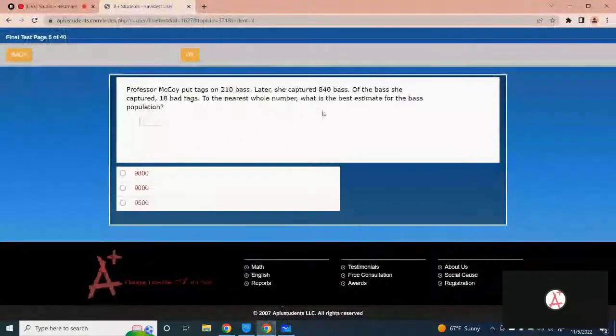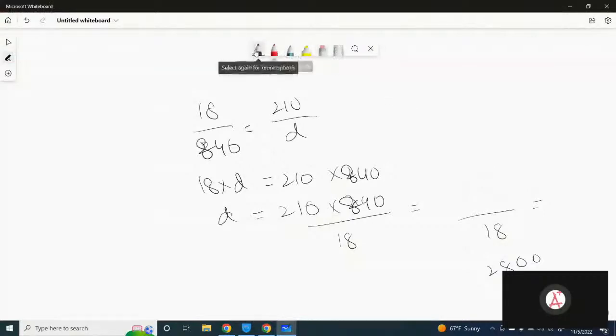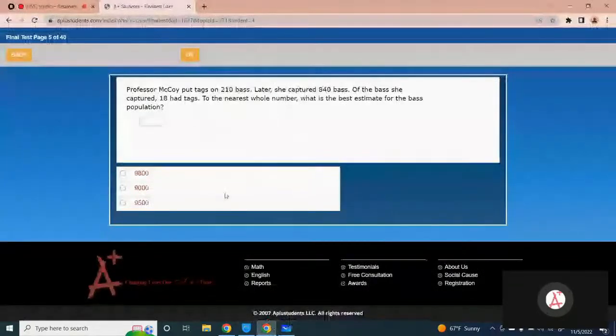Oh, 210 times 840. Sorry, I wrote 240. It is 840, not 240. Sorry. So it would be 210 times 840, so it would be 176400. So 176400 divided by 18. So it would be 9800. Got it? That means the best estimate is 9800. Just select the correct option, then click on the OK button.